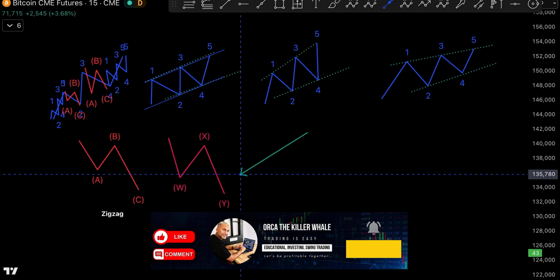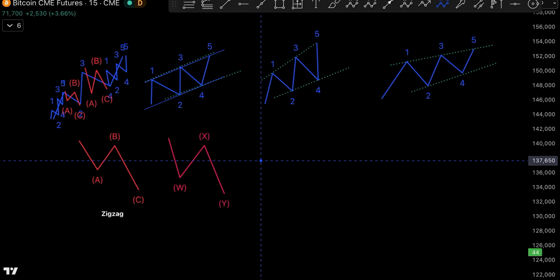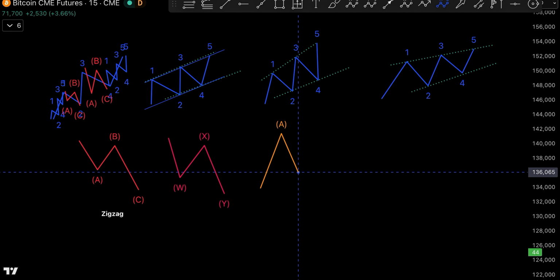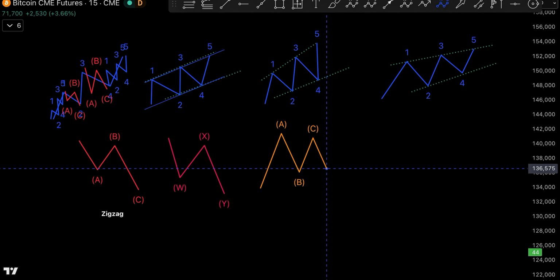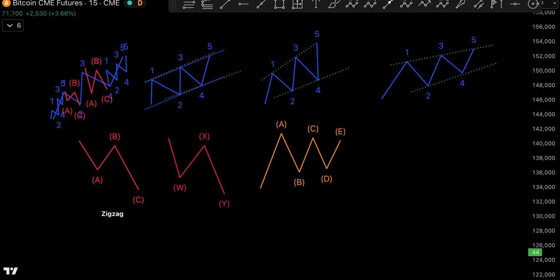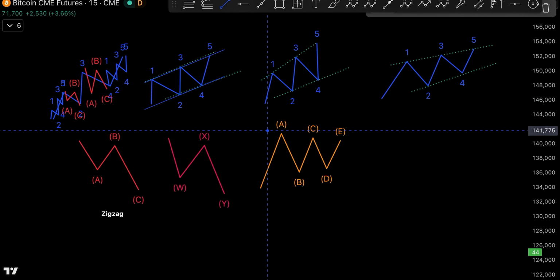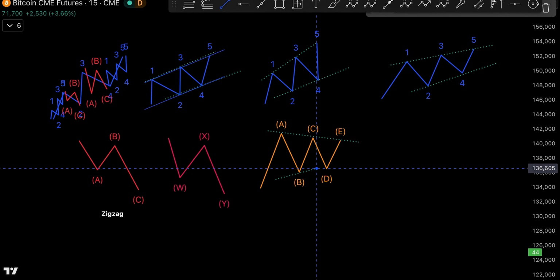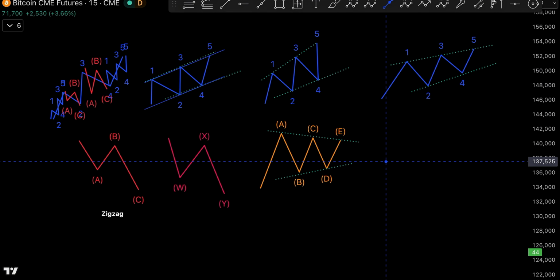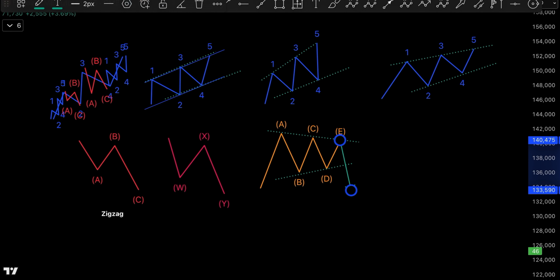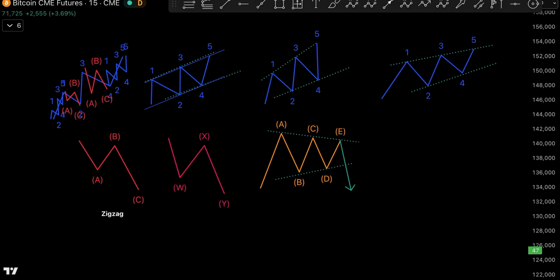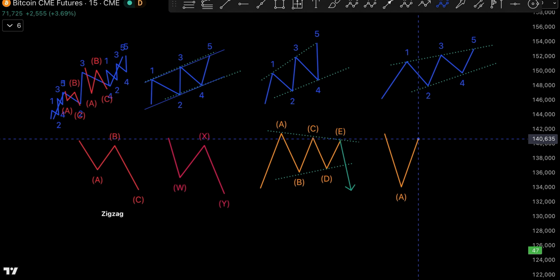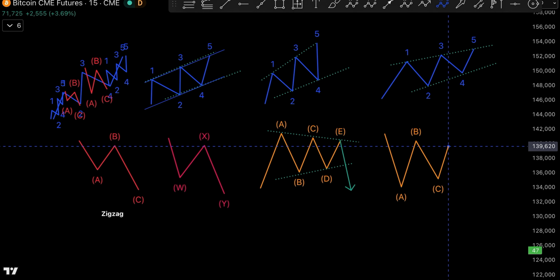And now we move on to the triangle. A triangle is an A, B, C, D, E. This one here is a bearish triangle. Usually when the E wave finishes here, the price tends to move towards the downside, this way. And we also have a bullish triangle for the price continuation. And remember, this ABCD consists of 3 wave structures within them.